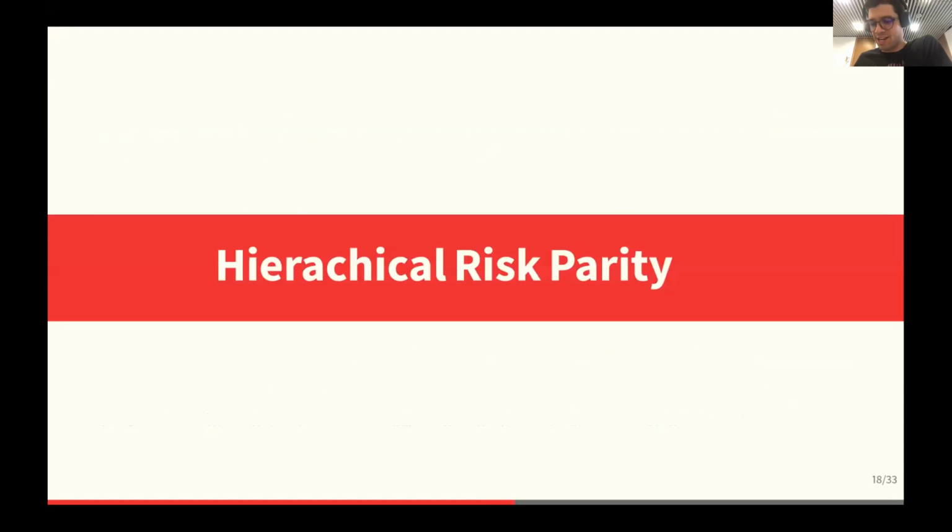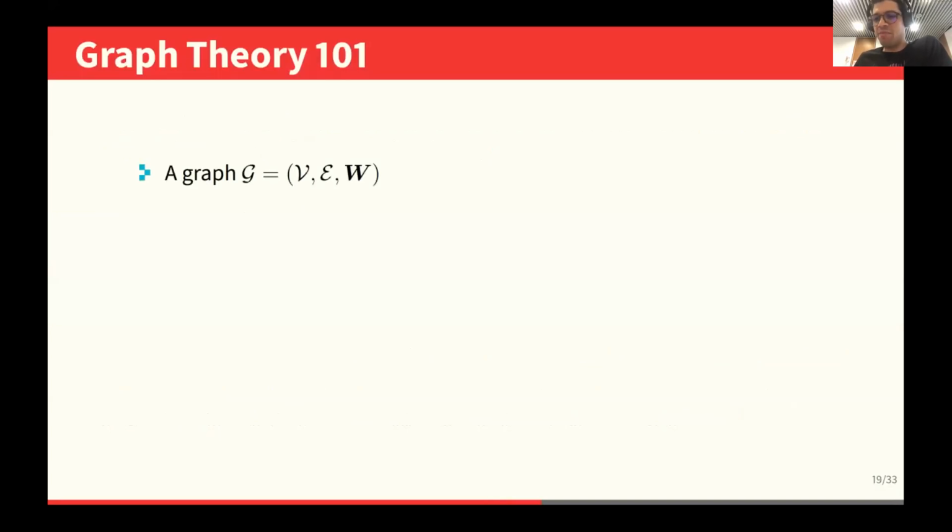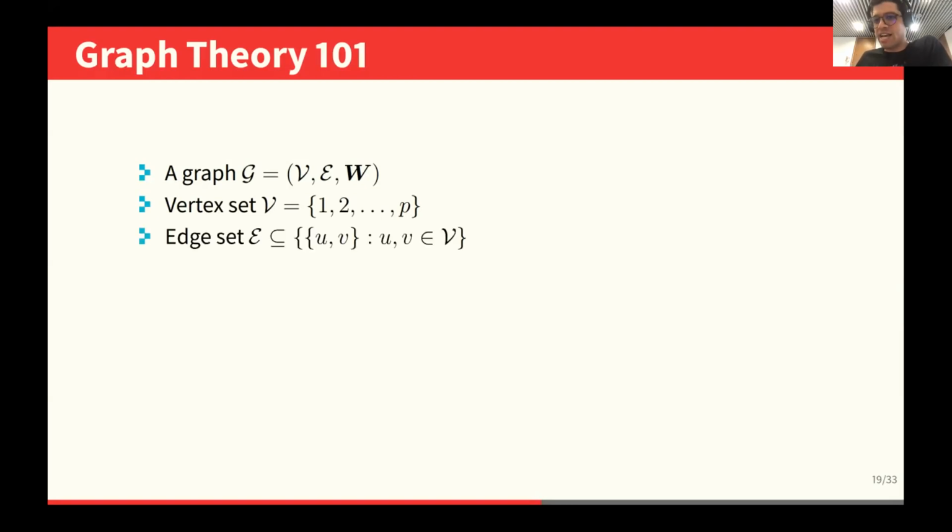So, okay, let's go for hierarchical risk parity. But before that, there will be a little bit of graph theory, because that's what it is built on top of. I'm going to go a little bit quickly, but I'll make sure we understand what's going on here. A graph is a mathematical structure which has a vertex set V, which is a list of integer numbers or labels. You want to label the nodes of your graph. And then there's the edge set, which is a subset in which every element is also a set containing 2 elements belonging to the vertex set.